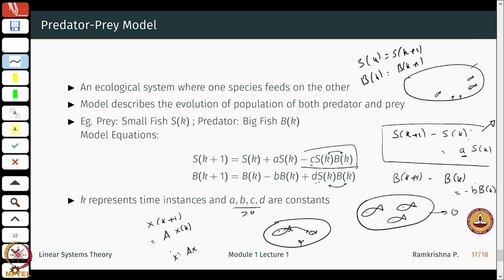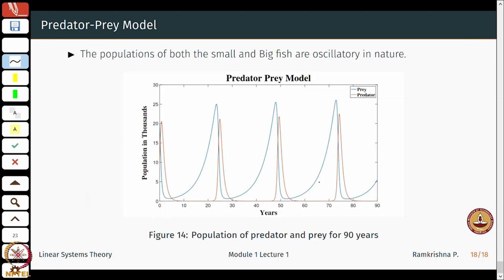Now say I perturb it a little bit around that equilibrium point. What will happen is the following. At some point there will be an increase in the number of small fish, so the big fish will have more to feed on, and that will in turn decrease the population of the small fish and so on. So what we see is that the populations have some kind of oscillatory behavior. If I plot population in thousands on the x axis over a period of say 90 or 100 years, I see some pattern like this.